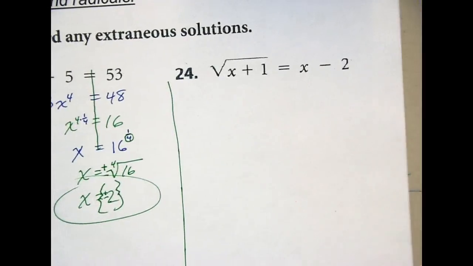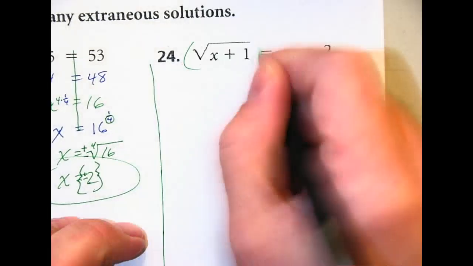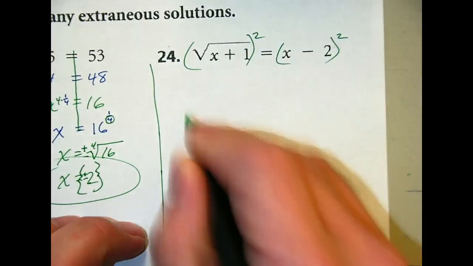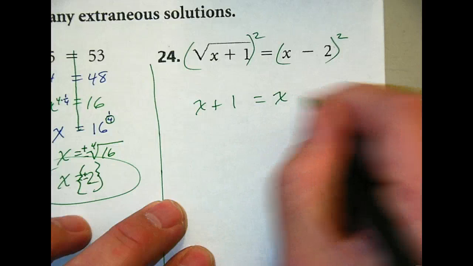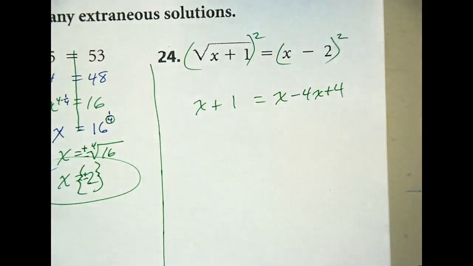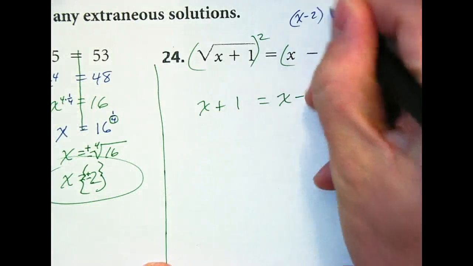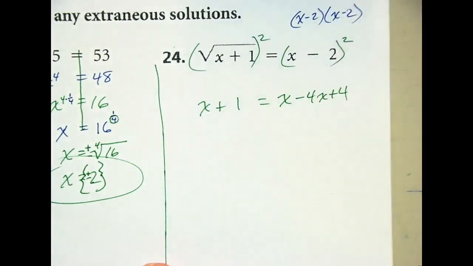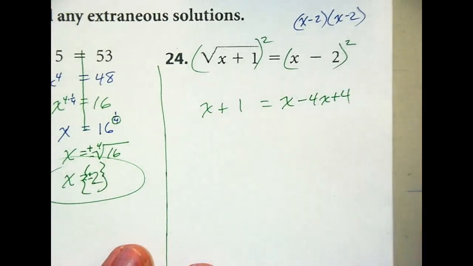24. Give it a go. Okay, pause for a minute. Make sure you've made it that far. Remember, x minus 2, quantity squared is x minus 2 times x minus 2. Okay? How many got that far? How many did this part in their head? All right, cool.